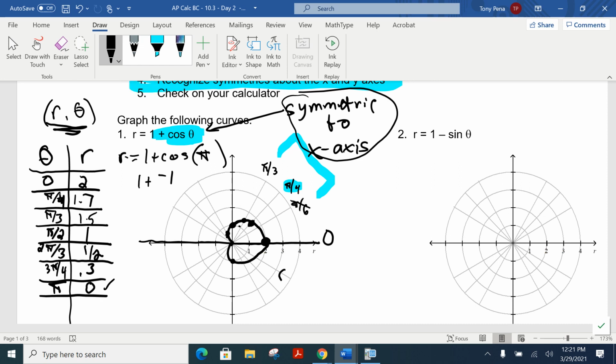This is a good old-fashioned, I don't know if you talk about these, I know you do polar a little bit, it's what we call a cardioid. If you look at that, it very much looks like a heart. So it's called a cardioid for that reason, because of what it emulates and what it looks like. Okay.